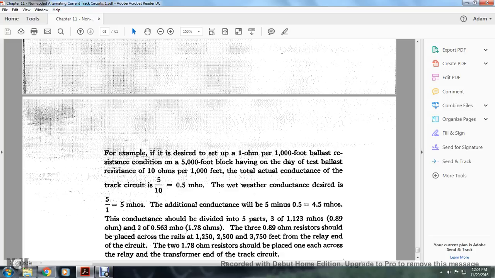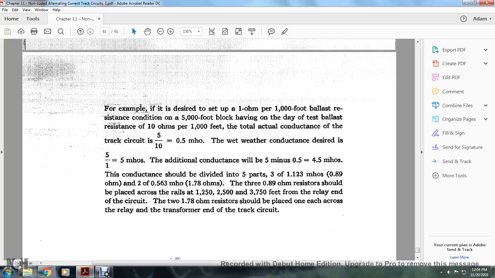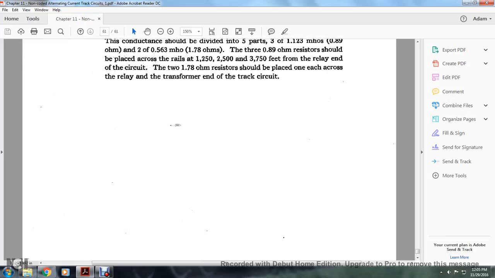The conductance desired is 5 mho, so the additional conductance will be 5 minus 0.5, or 4.5 mho. The conductance should be divided into 5 parts: 3 of 1.123 mho, or 0.89 ohms, and 2 of 0.563 mho, or 1.78 ohms. The 0.89 ohm resistors should be placed across the rails at 1,250 feet, 2,500 feet, and 3,750 feet from the relay end of the circuit, and the 1.78 ohm resistors should be placed at each of the relay end and the transformer end of the track circuit.